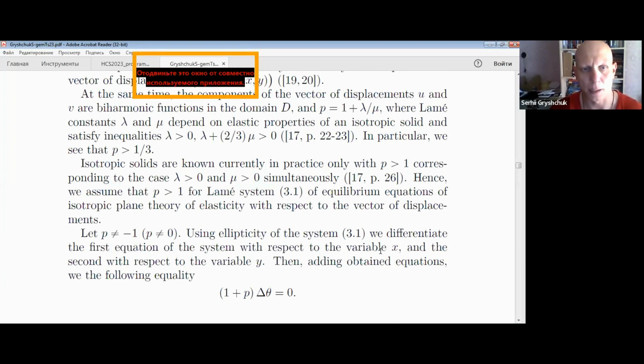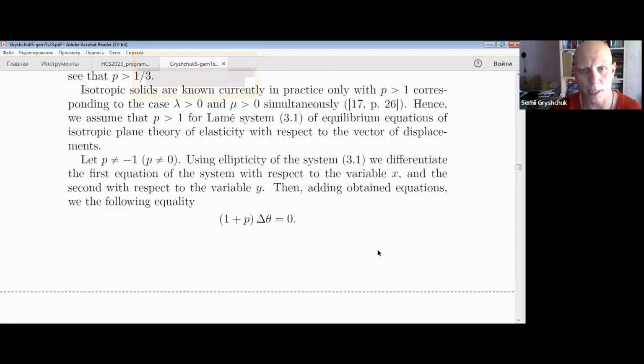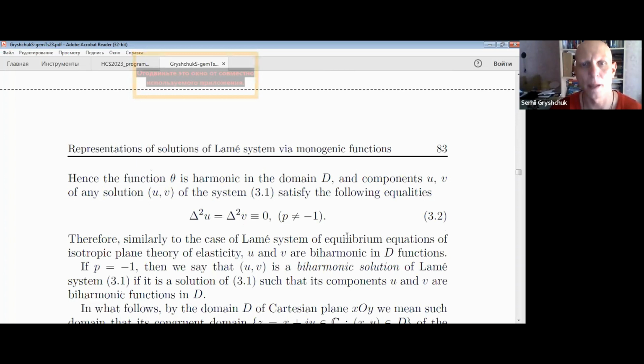If p isn't equal to -1, then we can prove, in a similar way as for the isotropic case, that the functions u and v, components of solutions of system 3.1, are biharmonic.